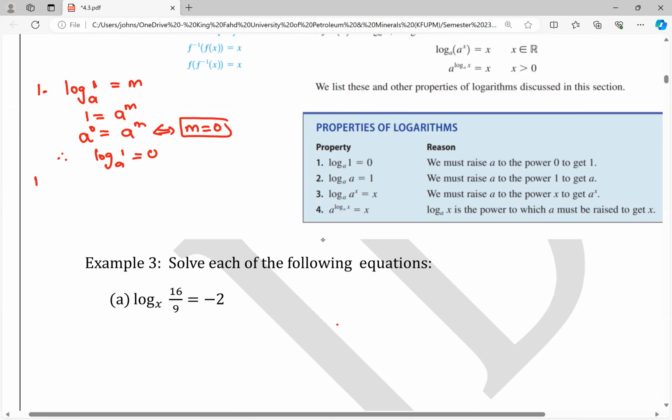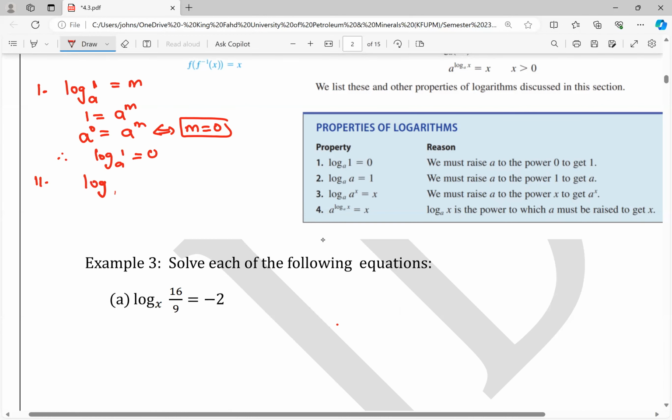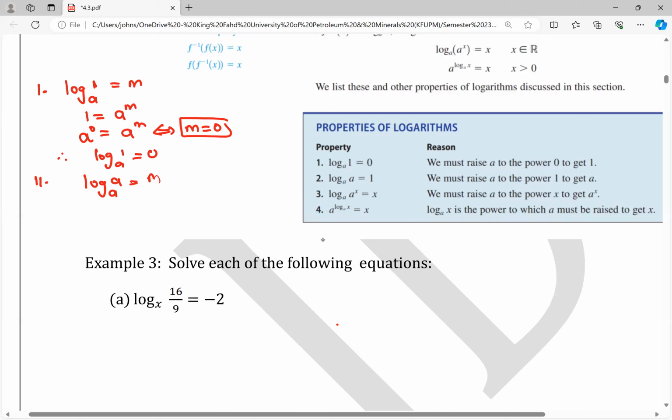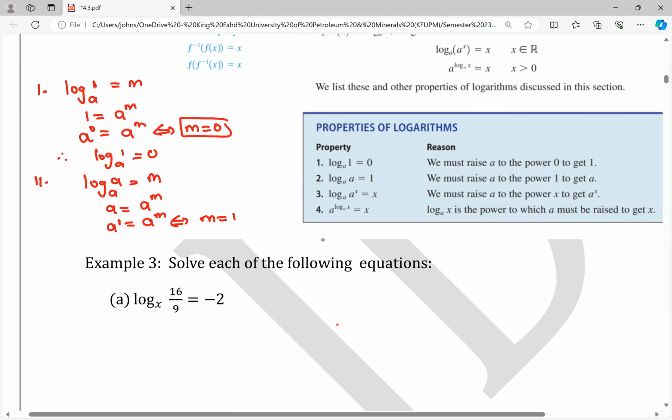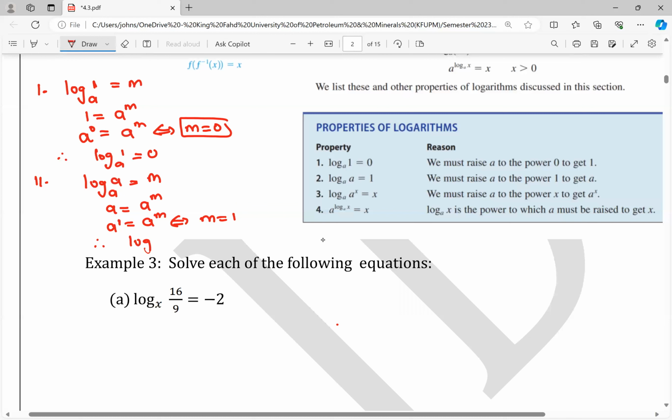Then the second one is a similar situation. We want to find log to base a of a. Let's call it m as well. So a is equal to a to power m. What is this a? A to power 1. So a to power 1 is equal to a to power m. This implies that m is equal to 1. So log to base a of a is just 1.